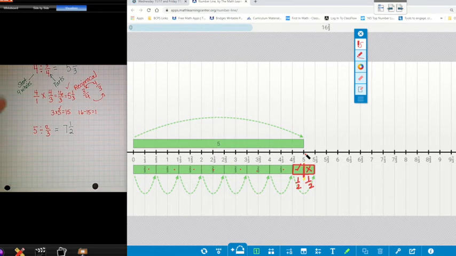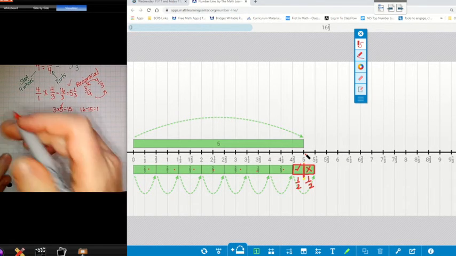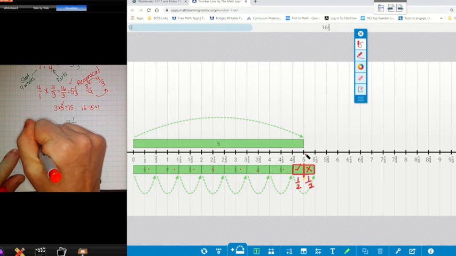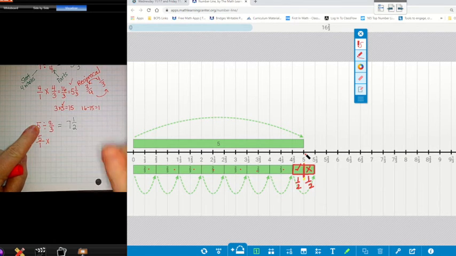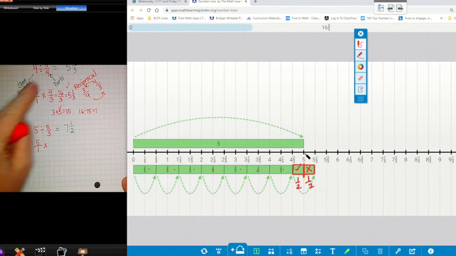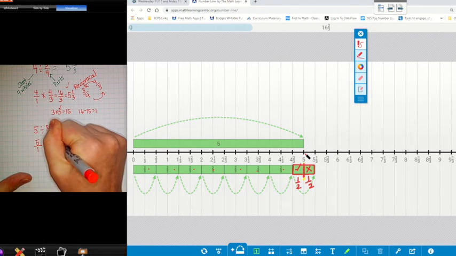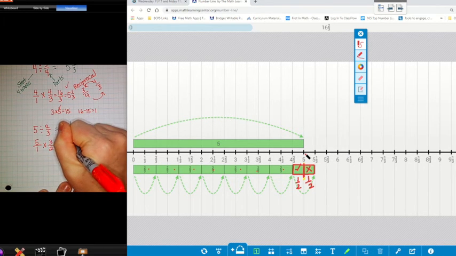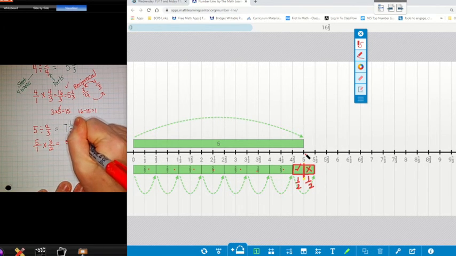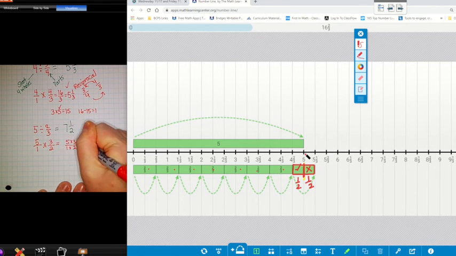Now let's use the multiplying strategy to see if it works. Okay, I'm starting with my whole, so I don't want to change what I'm starting with. You don't change what you're starting with. We're keeping that 5. We're going to do the inverse, the opposite of divide, which is multiply. We're going to use the reciprocal of 2/3, which is 3/2. Now let's multiply and see what we get. 5 times 3, 15. 1 times 2 is 2.